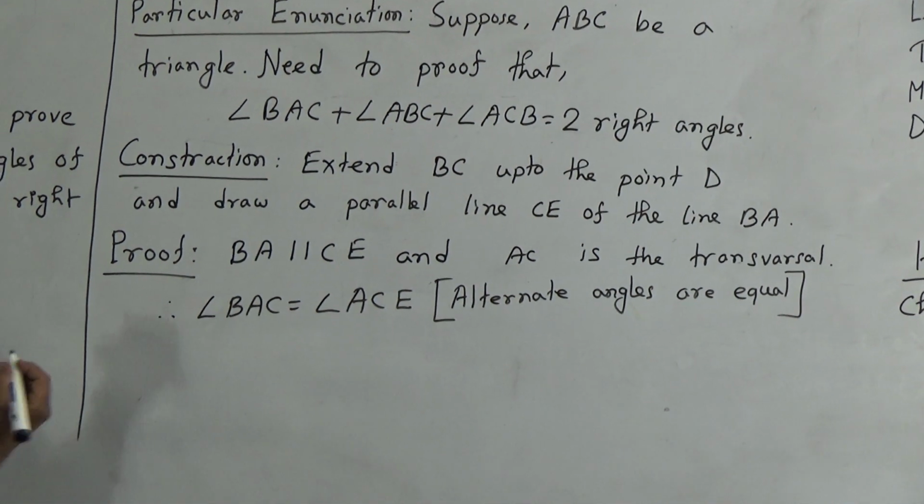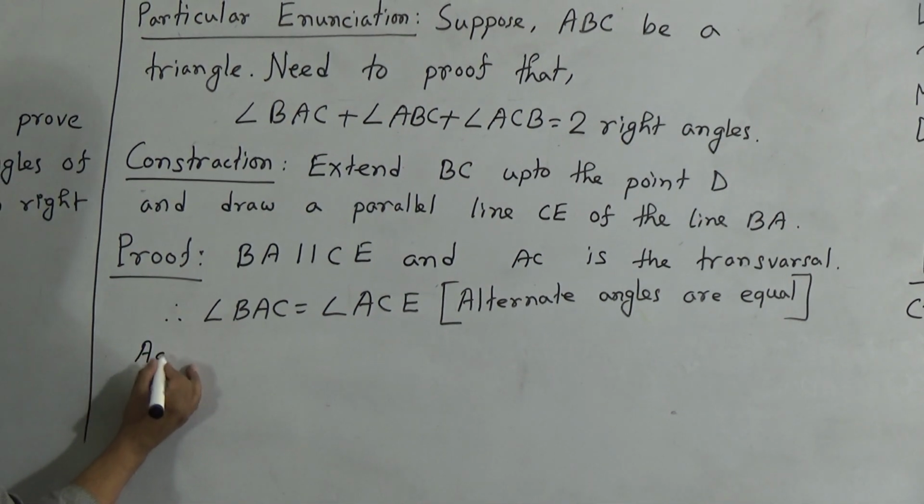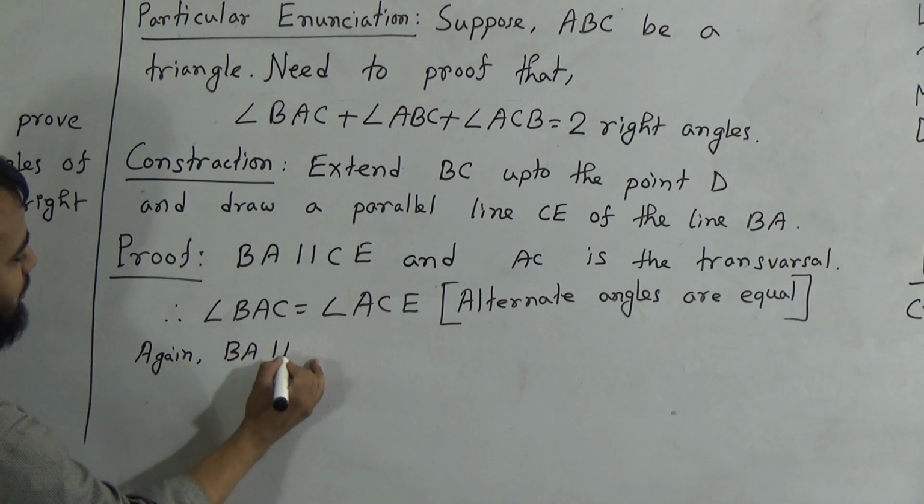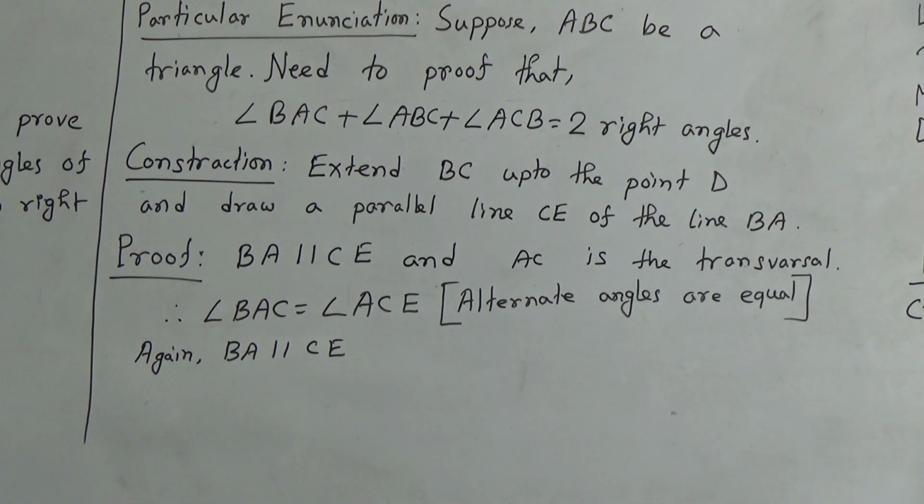Okay, and again now we can write down the BA line is parallel to the CE line. For these two angles, that means the angle B and the angle C on the outer side, that means the angle ABC and the angle CED are equal. We are going to prove this one. For this we will write down BA and CE are parallel to each other and BD is the transversal.